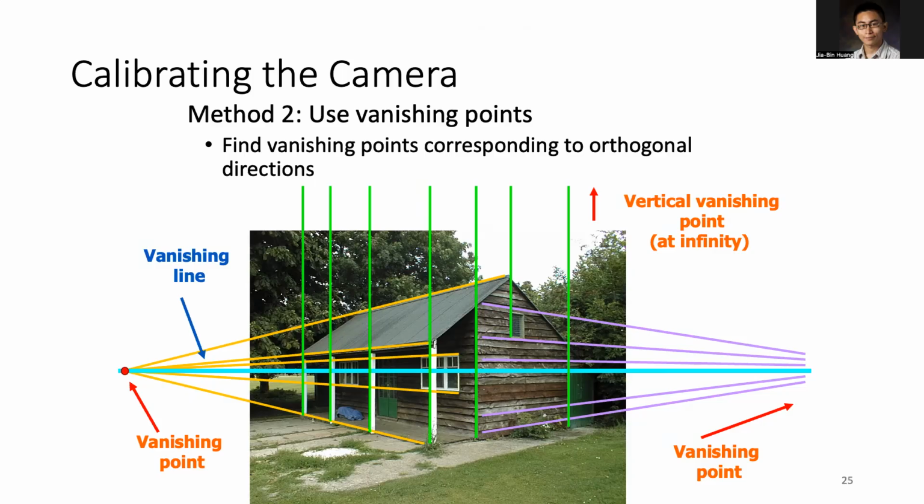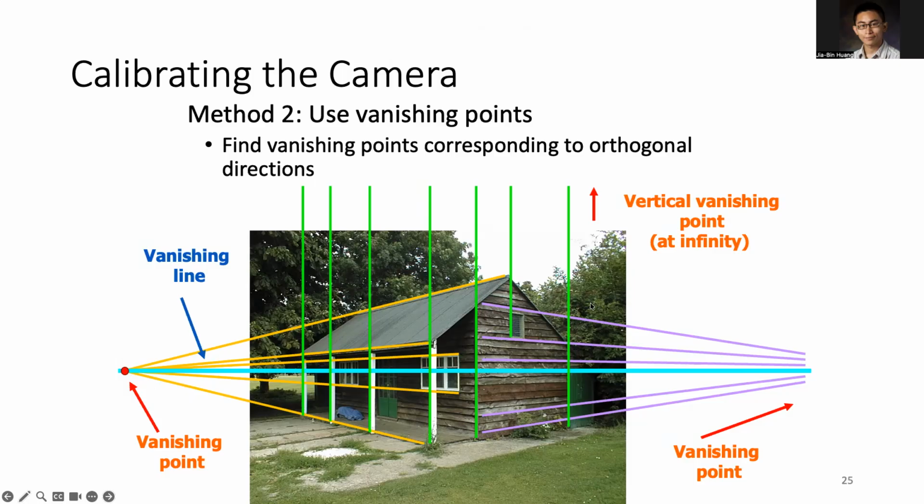Okay, so if you have an image that has three orthogonal vanishing points, like this one, you can use that, and then you can estimate the location of all these vanishing points in the image, and from there you actually can recover the intrinsics.